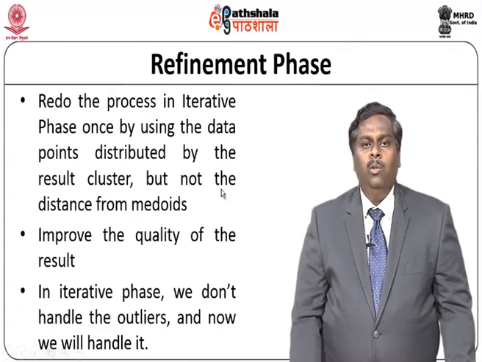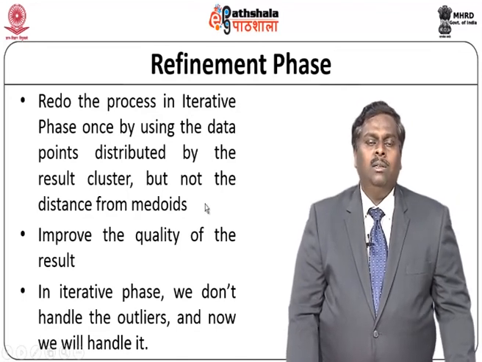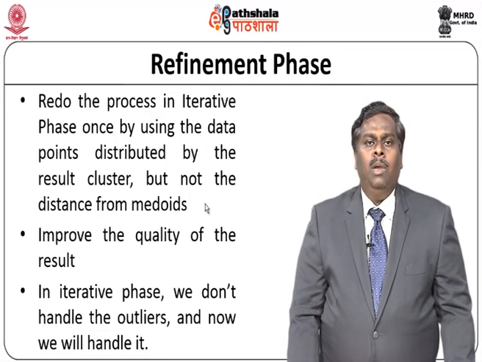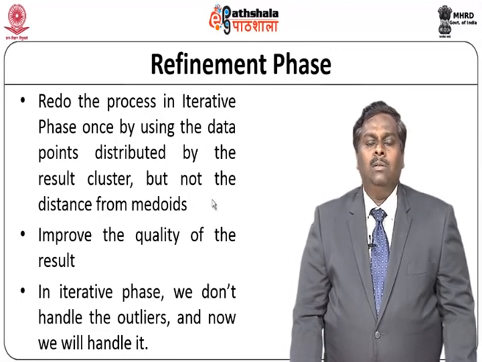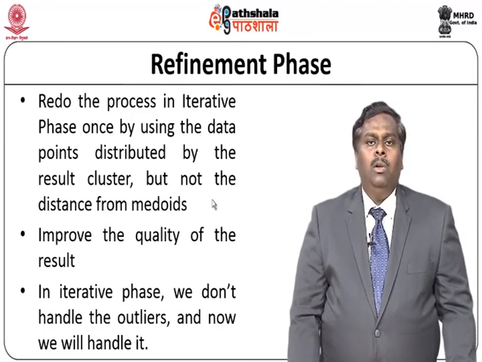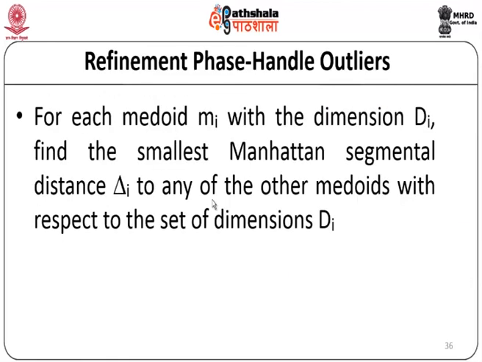Now, in order to improve the quality. Why we need to improve the quality at this point is, there may be certain points which, though close to a given centroid, sometimes may not fall within the range. So, I may have an outlier. Whenever there is an outlier, the outliers need to be identified and eliminated. So, how to handle the outlier?